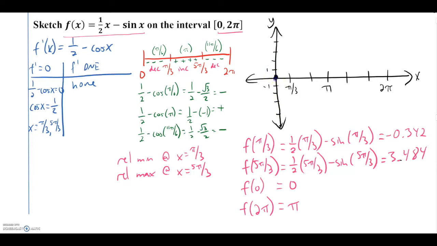We had 0, 0. We had pi over 3 and negative 0.342, so maybe about there. At 5 pi over 3, back over here, we were at 3.484, so just about 3.5. And at 2 pi, we were at pi, so about 3.14, right around there. And we get a decent idea of what this graph would look like on this interval.